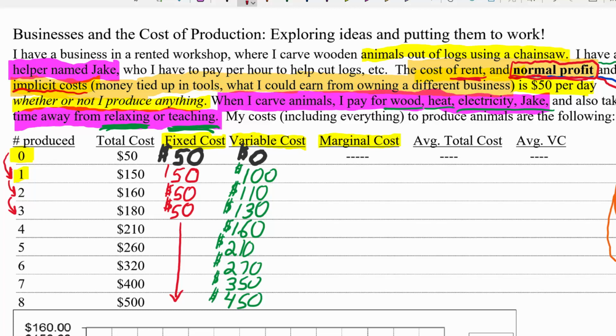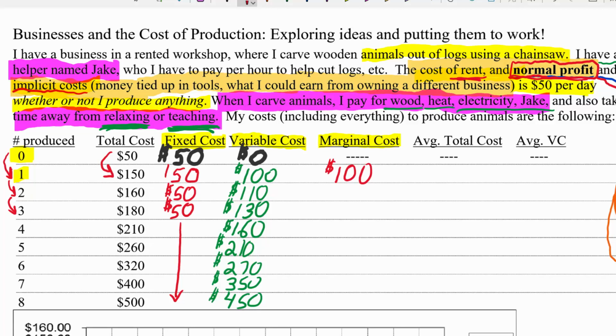And we're not going to calculate this for zero. That's why we have this dashed line here. Doesn't make any sense to ask what's the additional cost for zero. But when we produce the first unit, our total cost goes from 50 to 150. So the change in cost, the additional cost, is $100.